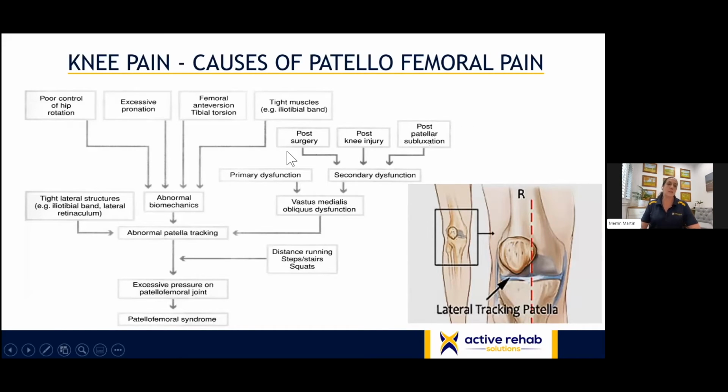If you have a look on this slide here, the top few are the classics. I would say about 90% of people have some form of one of these risk factors of patellofemoral pain. So if you have a look at number one, poor control of hip rotation. Classic.